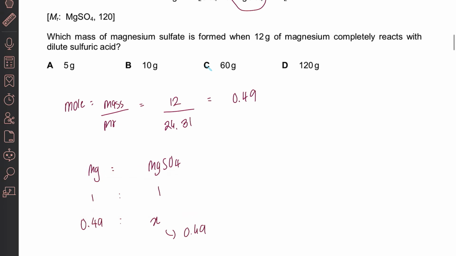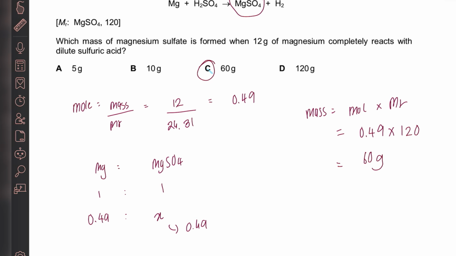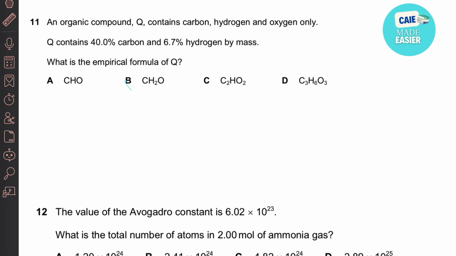So we just found the moles of magnesium sulfate. Now we can find the mass. Mass is going to be, move this MR to the other side, moles times MR. Moles is 0.49 and the MR is given as 120. So this is going to be approximately 60 grams. The answer is C.